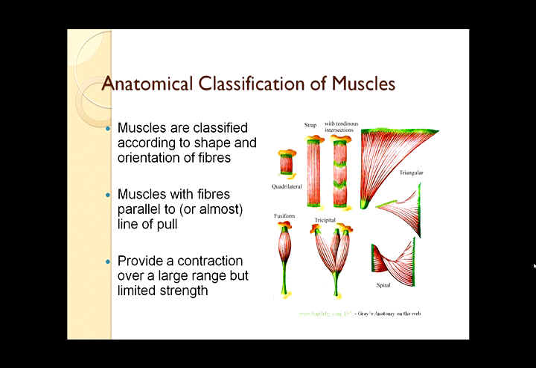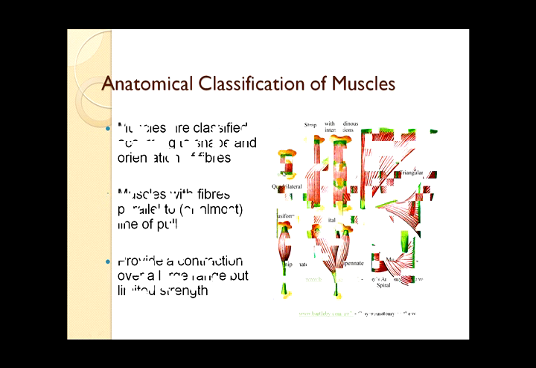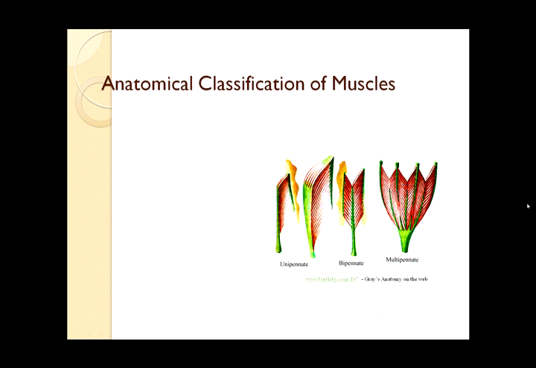The benefit of parallel fibres is that they provide a contraction over a large range of motion. The problem with parallel muscles is that, because of their attachment, we are limited as to the number of fibres we can place within that muscle. In the case of this quadrilateral muscle, we can only provide attachments here and attachments down here. So therefore the muscle will always have limited strength.